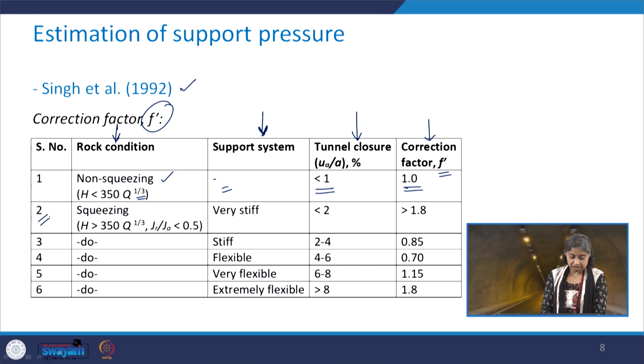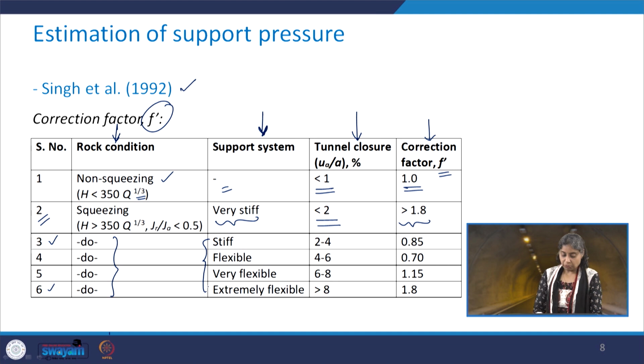In case you have the squeezing ground condition, then the support system, if it needs to be a very stiff support system, is based upon the tunnel closure, which is less than 2%. In this case, the correction factor is given to be greater than 1.8. Now serial numbers 3 to 6 all correspond to the squeezing ground condition, but the difference you see here is in the support system, whether it is stiff, flexible, very flexible or extremely flexible.